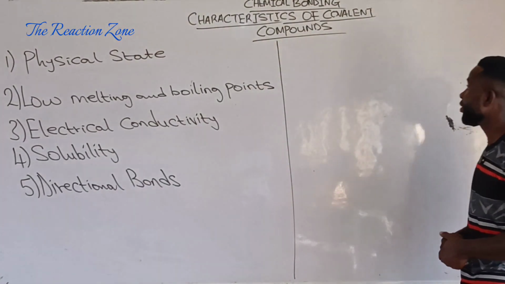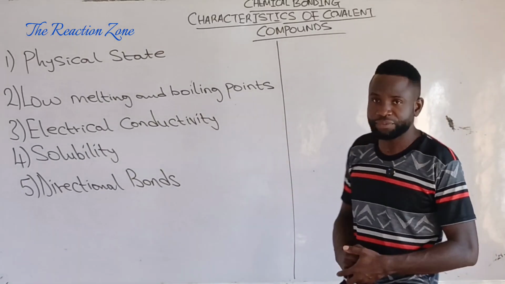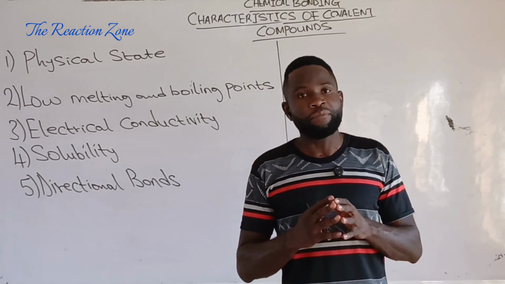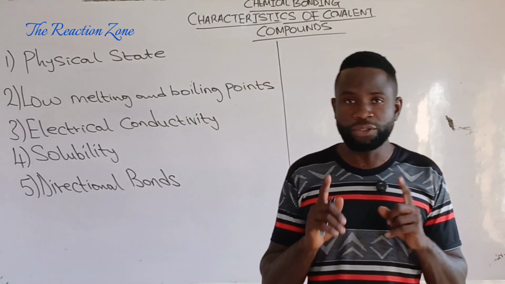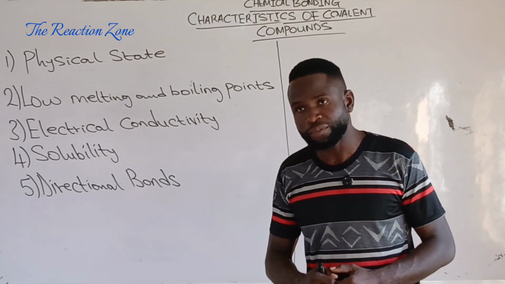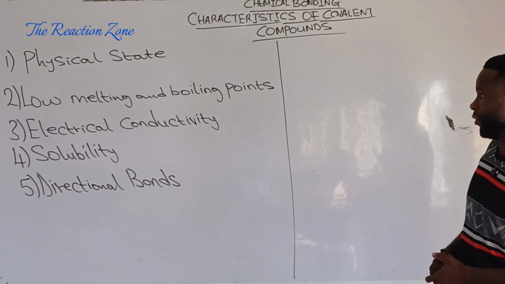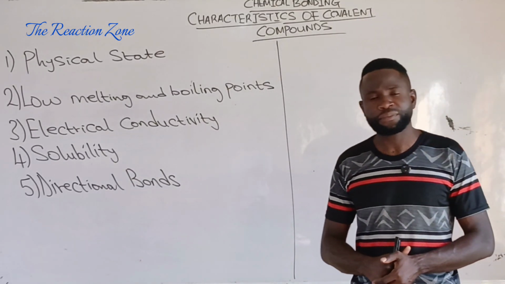In today's lesson we're going to look at the characteristics of covalent compounds. Covalent compounds are formed by the sharing of electrons between two or more non-metallic atoms. And the characteristics of these compounds are as follows. The first is their physical state.